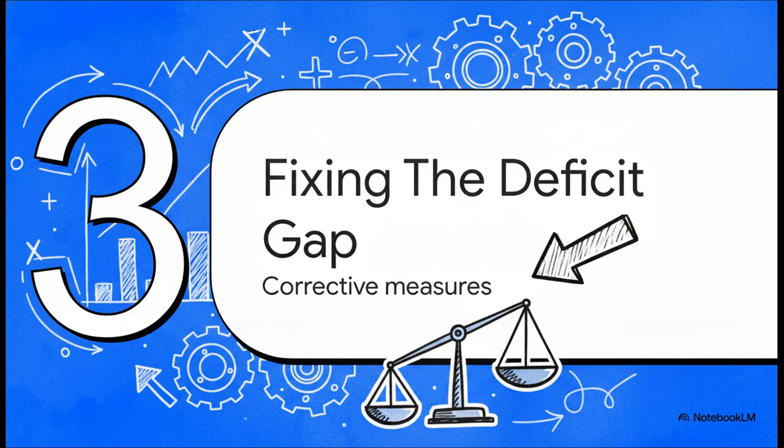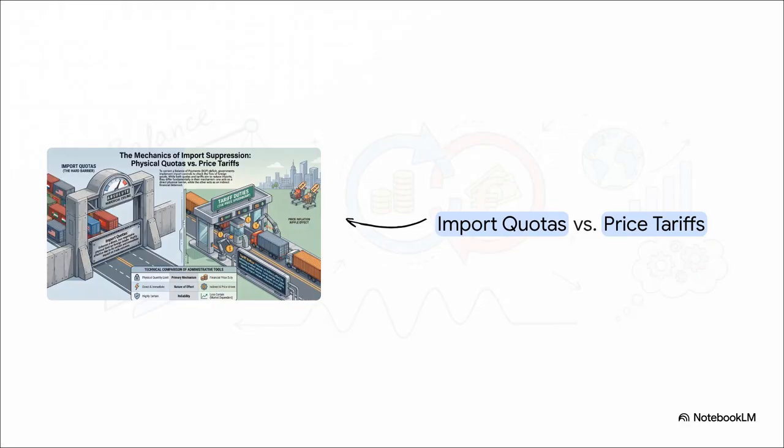Which brings us to Section 3, fixing the deficit gap. Okay, so how do governments stop the bleeding? Usually, they step in to physically or financially suppress imports. They might use import quotas, which act as a direct, non-negotiable physical ceiling on exactly how much of a foreign good is allowed into the country. Because quotas are a hard barrier, they are highly effective and immediate. On the other hand, they might use tariffs. Think of tariffs as import duties, acting like financial speed bumps.